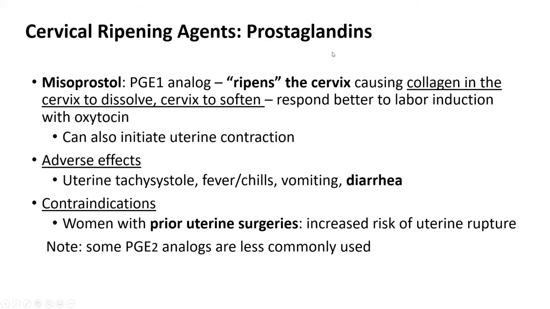Cervical ripening agents, prostaglandins, and the main example is misoprostol, a PGE1 analog. What it does is cause the collagen in the cervix to dissolve and the cervix to soften, and that will be able to respond better to the labor induction. Adverse effects, uterine tachysystole and diarrhea is very common. Contraindication, women with prior uterine surgeries.